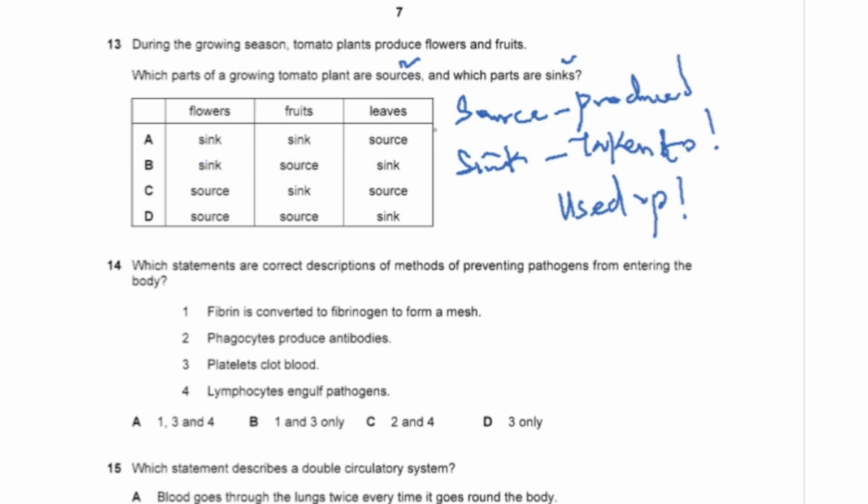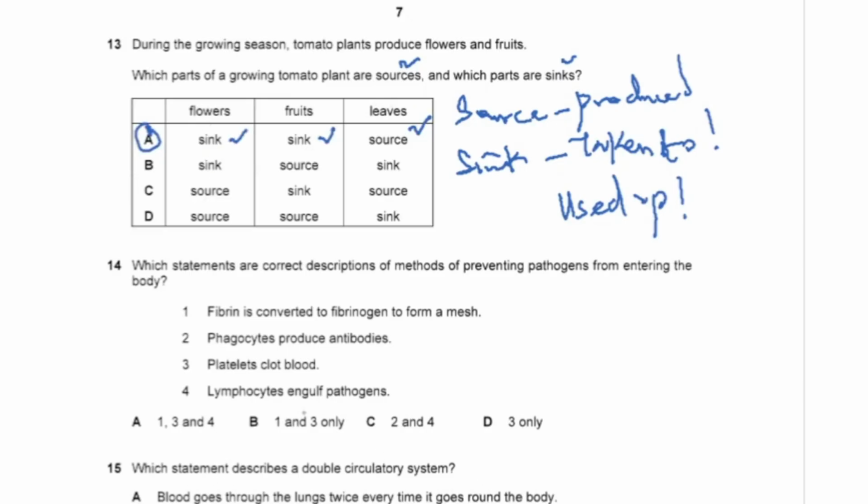It's produced in the leaf. So the flower is going to be a sink because the glucose is transported to the flower for growth and development, and also the same thing to the fruit for storage. So the best option there is option A: produced in the leaf from photosynthesis, taken to the fruit for storage, and then taken to the flower for metabolism.